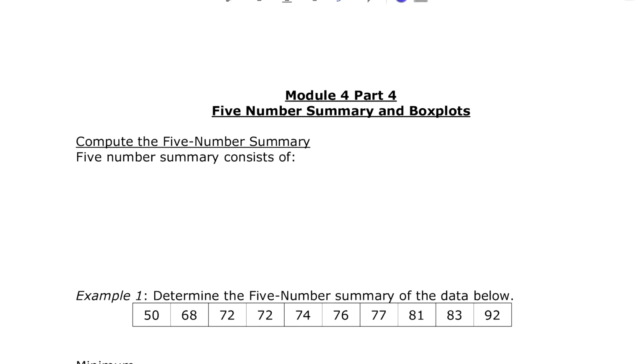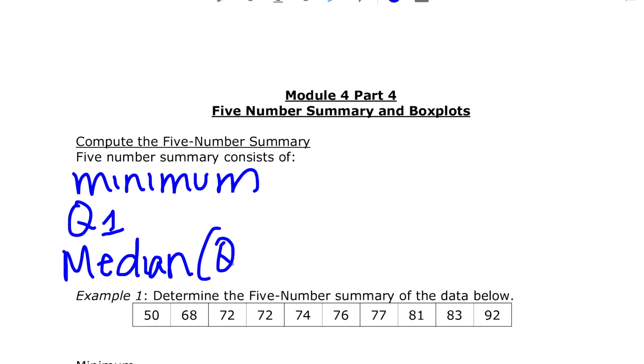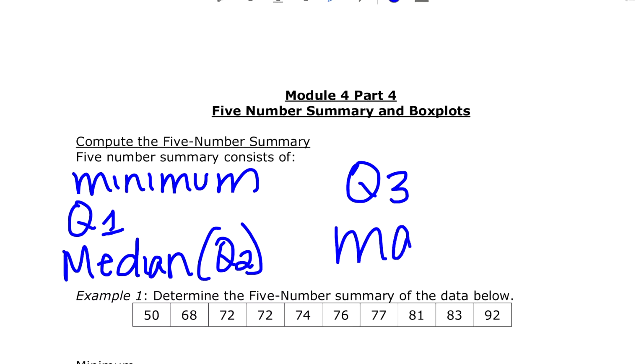So the first thing we're going to look at is the 5-number summary. The 5-number summary consists of 5 numbers. We have the minimum, or the smallest number. You have the first quartile, which we learned about in the last section. You have the median, also known as Q2 or the second quartile. You have Q3, the third quartile, and you have the maximum.